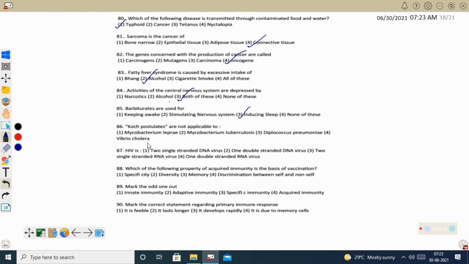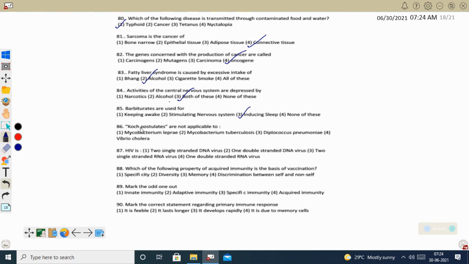Koch postulates are not applicable to. Koch postulate, what it is saying, you know, if any infectious organisms are there, that infectious organism should be able to separate from the infected animal, and it should be able to grow in the artificial media. After growing this organism, if we are injecting into a healthy animal, that healthy animal should show that infectious symptoms, and from those organisms again we should be able to isolate that infectious organism.